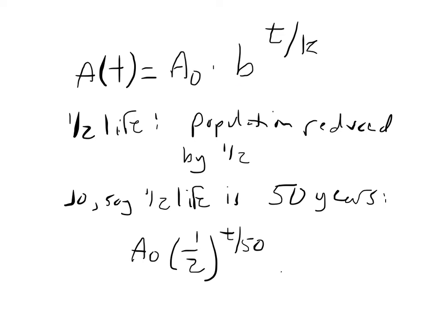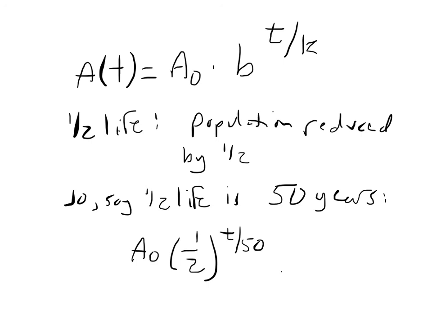In this case, if I have a half-life of 50 years, my b is going to be 1/2. The time it takes to reduce by 1/2 is 50, so the amount I have after t years would be my initial amount times 1/2 raised to the t over 50. That should make some sense. For example, if I let t equal 50, 50 over 50 is 1, and 1/2 to the first is 1/2. So a naught times 1/2 means that after 50 years, I'd have half of what I started with.